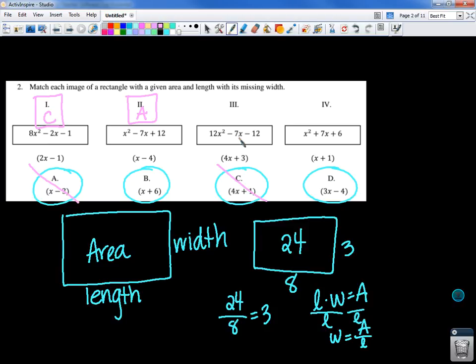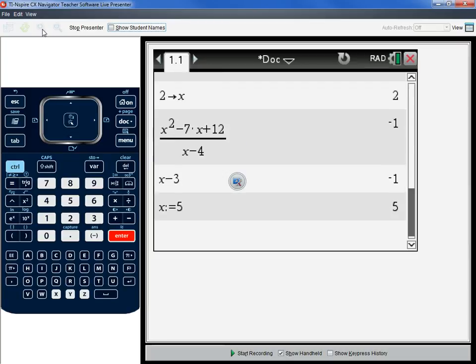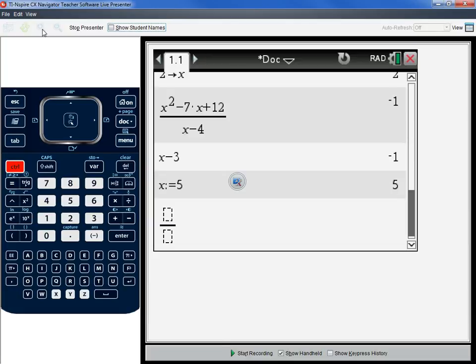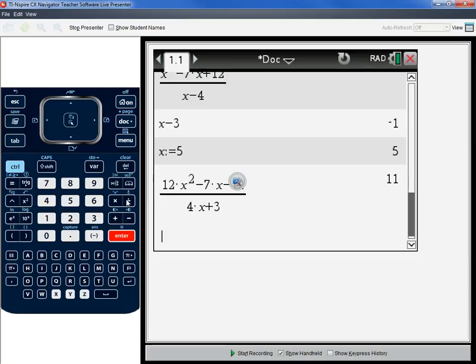Okay, so now I'm going to look at number 3. I don't need to do this because I already have x stored as a number, but I'm going to store it as a different number just for fun. So I'm going to take x and control little squares, colon equals. I'm going to store it as 5. Now for part 3, I'm going to use my stacked fraction, which I got from using control divide, and I'm going to type in the area divided by the length. 12x squared minus 7x minus 12, all divided by 4x plus 3. I get a value of 11.